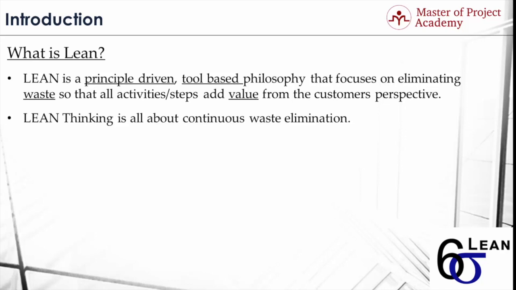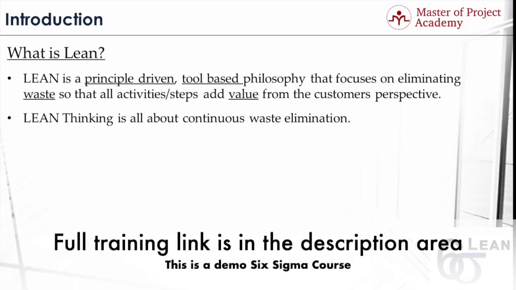There are 8 types of wastes, or muda, or NVAs in Lean, which are as follows: motion, waiting, overproduction, unutilized talent, overprocessing, defects, inventory, and transportation. And Lean aims to reduce these wastes. Lean is a strategy and process for operating in a superior way.